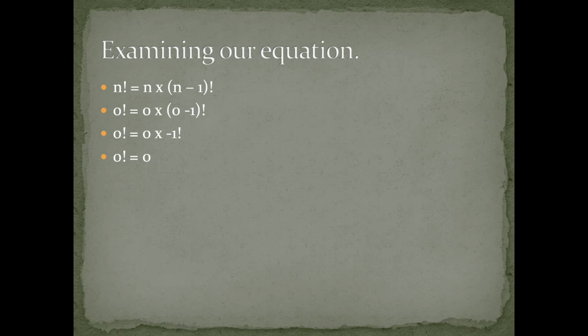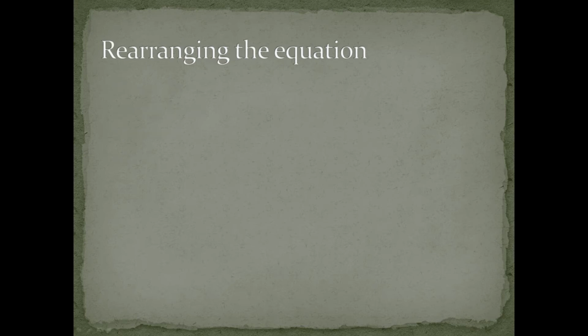0 factorial is 0. But we just said it's actually 1. And that -1 factorial doesn't make any sense. It's like trying to divide by 0 in mathematics. It doesn't work correctly. So does that mean we actually have no value for 0 factorial? Well, on the contrary, we can actually rearrange this equation just a little bit and get an answer that is completely valid.